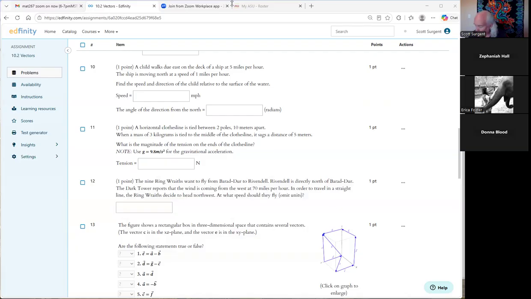So the mass is 3 kilograms. We have 10 meters between the poles, and I assume the mass is in the center. I think it does say in the middle of the clothesline. All right, that's important. So it's going to be sagging 5 meters. All right, so I've got the information here.